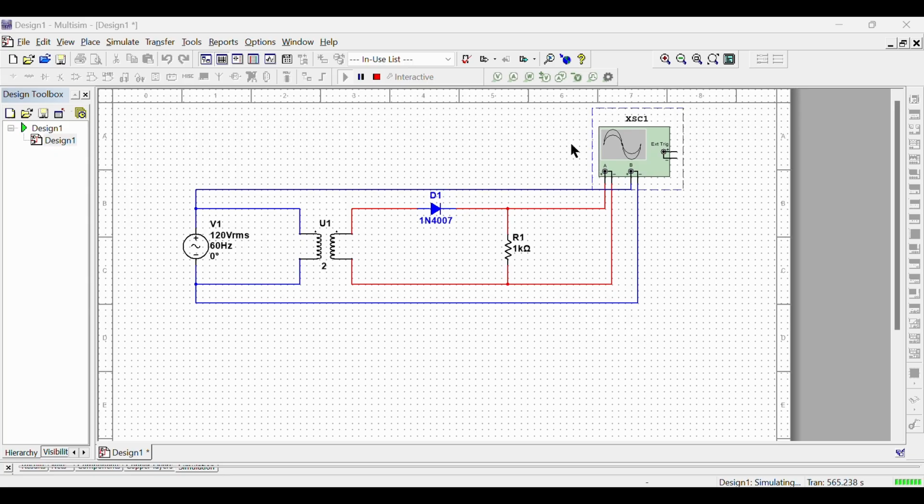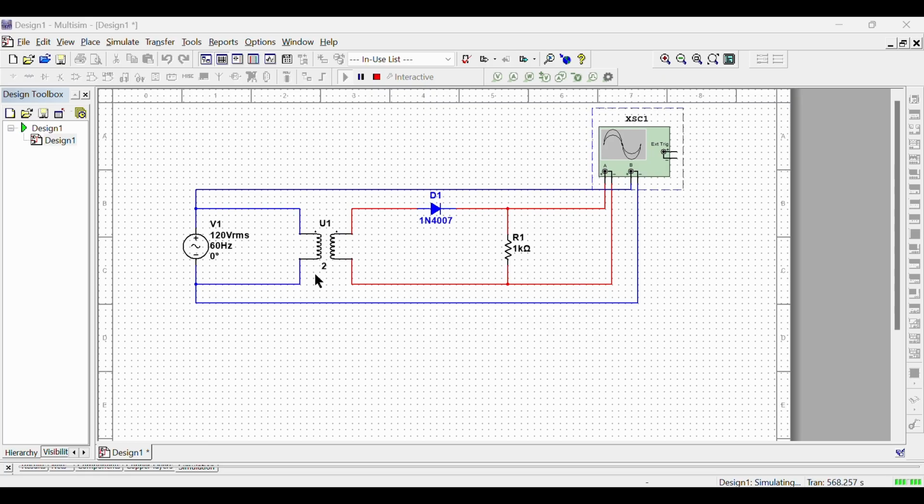I will explain about the half-wave rectifier for the positive wave. First of all, we need to build the circuit where there are an AC power supply, transformer, diode, resistor, and oscilloscope. AC current flows in this direction, and if it flows in this direction, we call it the reverse direction. 60 Hz on this AC power supply means the current changes 60 times every second.